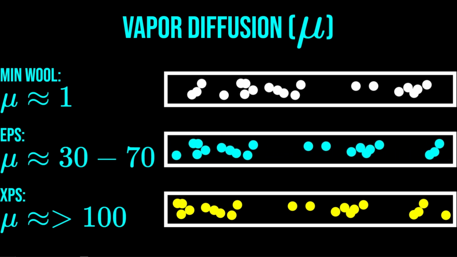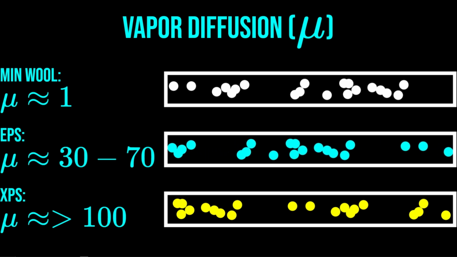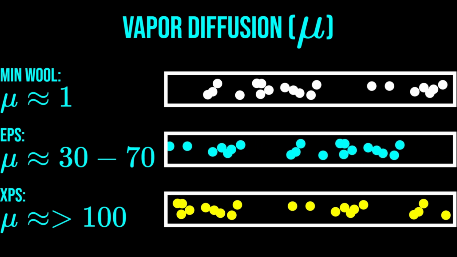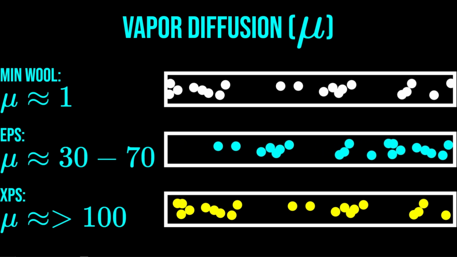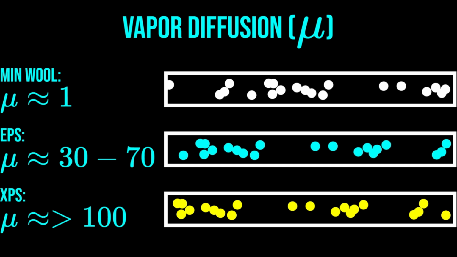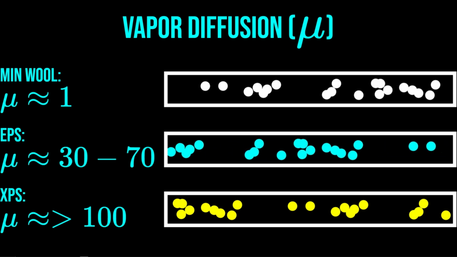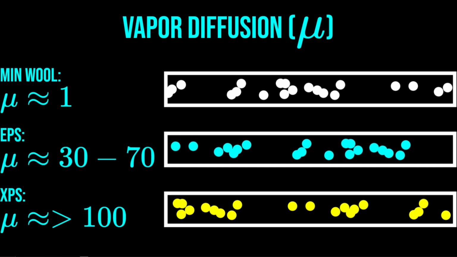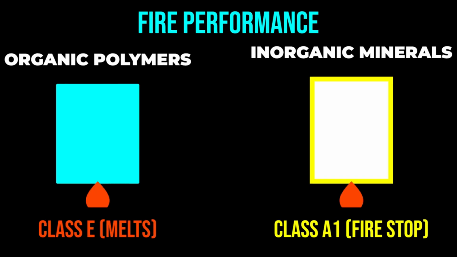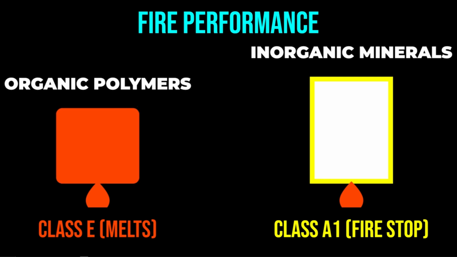XPS is much more restrictive, with values often exceeding 100. In cold climates, placing a high-resistance material like XPS on the exterior can trap moisture inside the wall assembly, leading to interstitial condensation. Conversely, in wet environments or below-grade applications, the low permeability of XPS prevents the insulation from becoming waterlogged, which would otherwise destroy its thermal resistance. Understanding these coefficients is vital for high-growth thermal modeling and preventing structural rot.